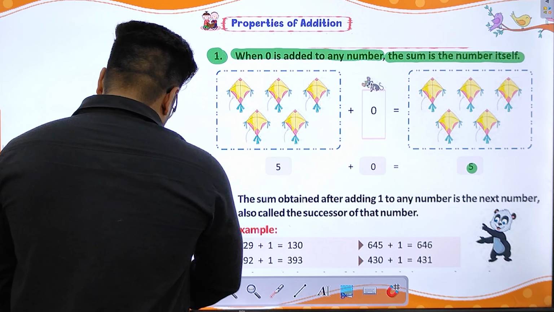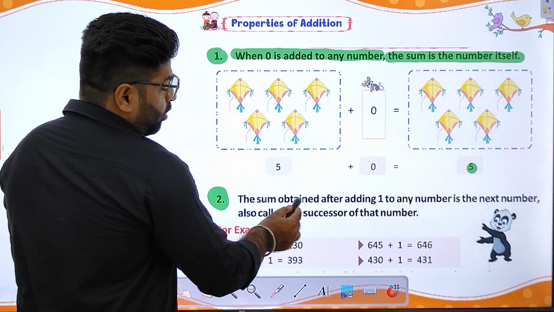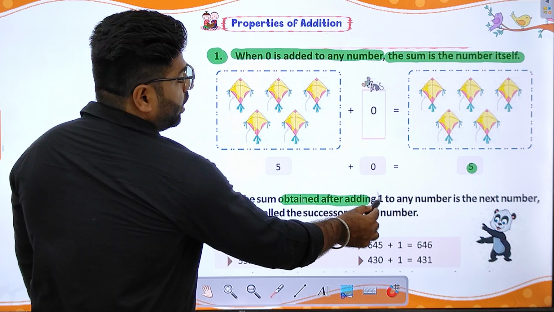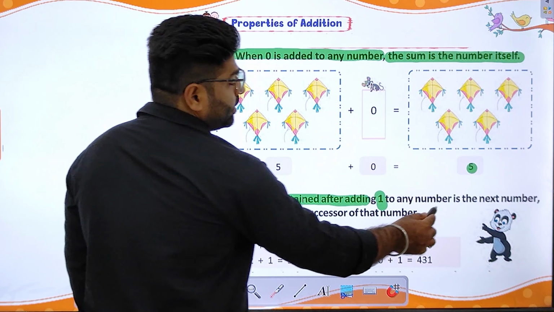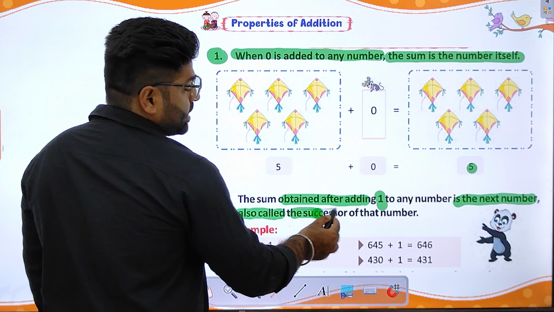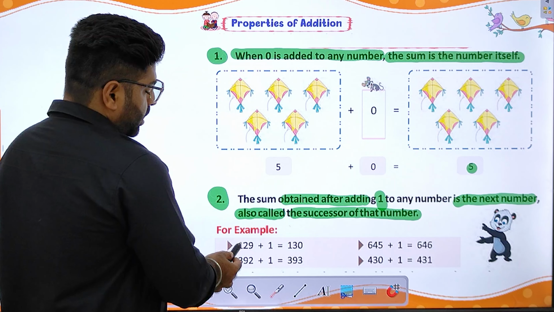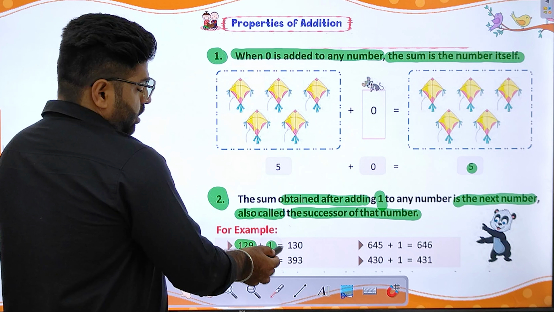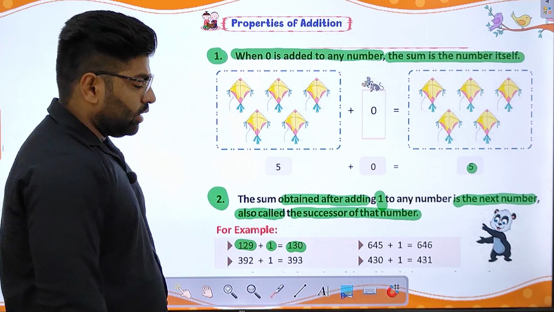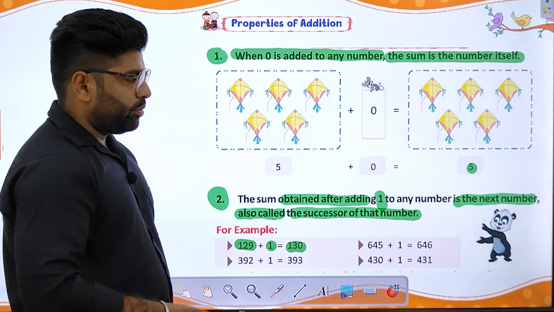Now come to our second property. The sum obtained after adding 1 to any number is the next number, and it is called the successor of that number. Here we have some examples, just like 129 plus 1, we have 130. Clear? So this is our next number, or successor of a number.